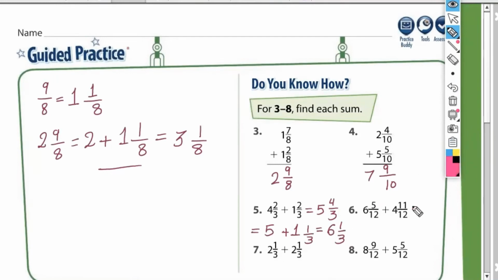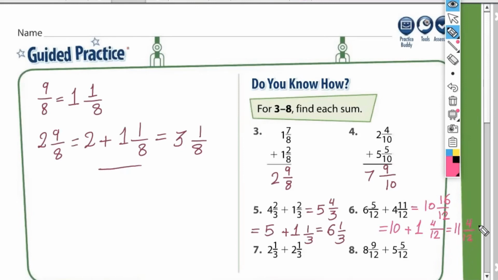Number 6. I will add the fraction part first. Keep 12 as it is. And here 5 plus 11 equals 16. 6 plus 4 equals 10. Now I will convert the improper fraction into mixed number. I will keep 10 as it is, plus 16 out of 12. How many 12 in 16? Only 1 12. And how many are left from 16? 4. 4 out of 12. Equals 10 plus 1 equals 11. And 4 out of 12.